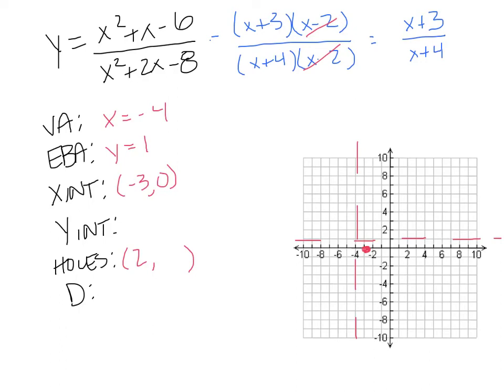Y-intercept. Plug in a 0 for all of those x's. So you get 0 plus 3 over 0 plus 4, which is 3/4. So our y-intercept is going to be at 0, 3/4. Now our hole. Again, you're going to plug that x value in. So you're going to have 2 plus 3 over 2 plus 4, which is 5 over 6. So the hole is at 2 and 5/6.